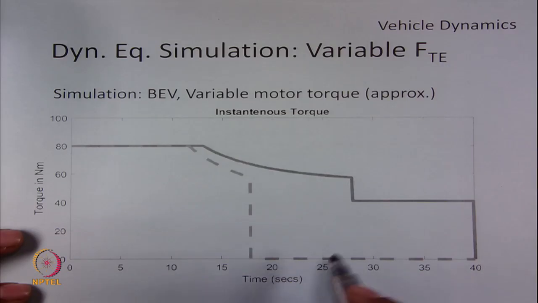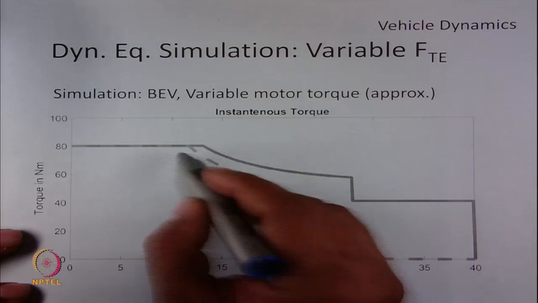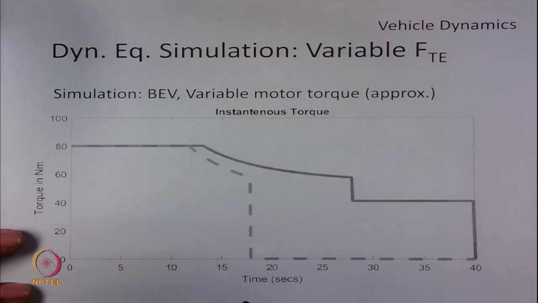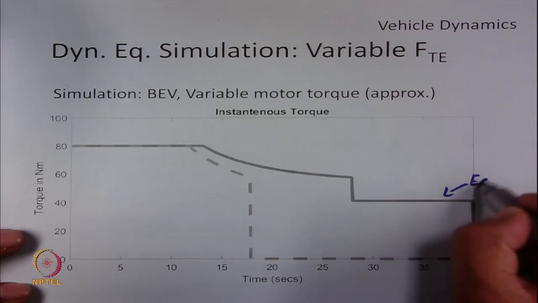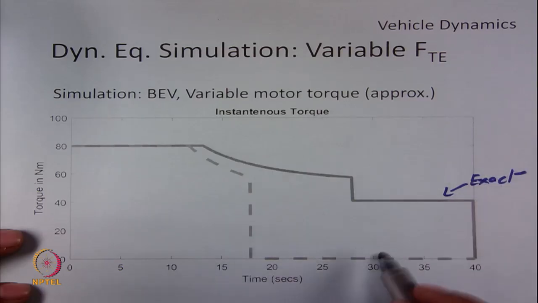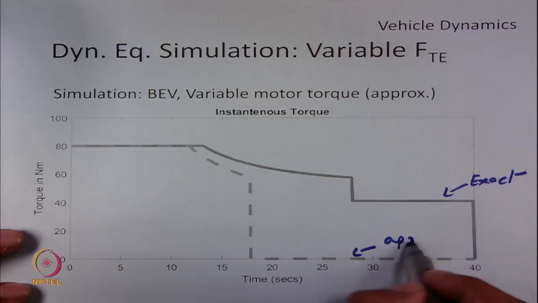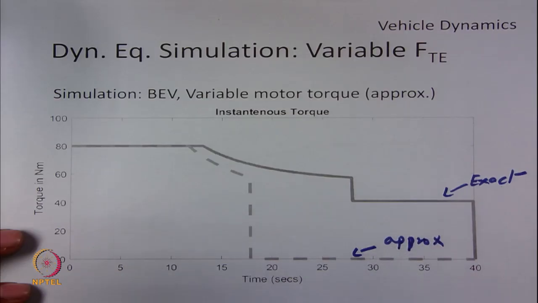Why is it so? Because there are no resistive forces and there is also no aerodynamic force, which was proportional to speed. So, the torque requirement will be totally 0. So, this kind of validates the approximate nature of this velocity variation. So, this is basically the exact graph, and this is basically the approximate variation of velocity with respect to time.